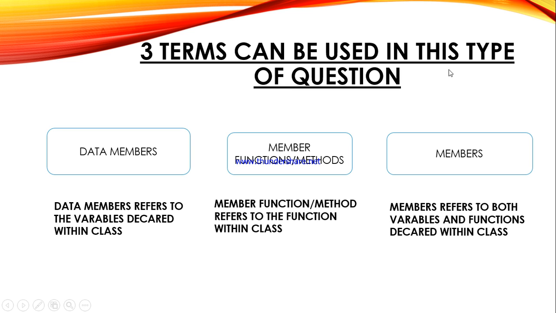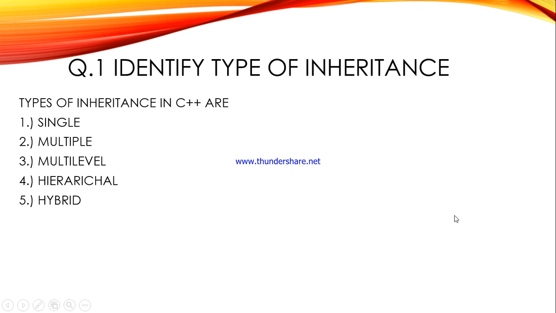Firstly, 3 terms can be used in this type of question: data member, member function or member method, and members. Data member refers to the variables declared in a class. Member functions or member methods refer to the functions within the class, and members refer to both data members plus member functions.